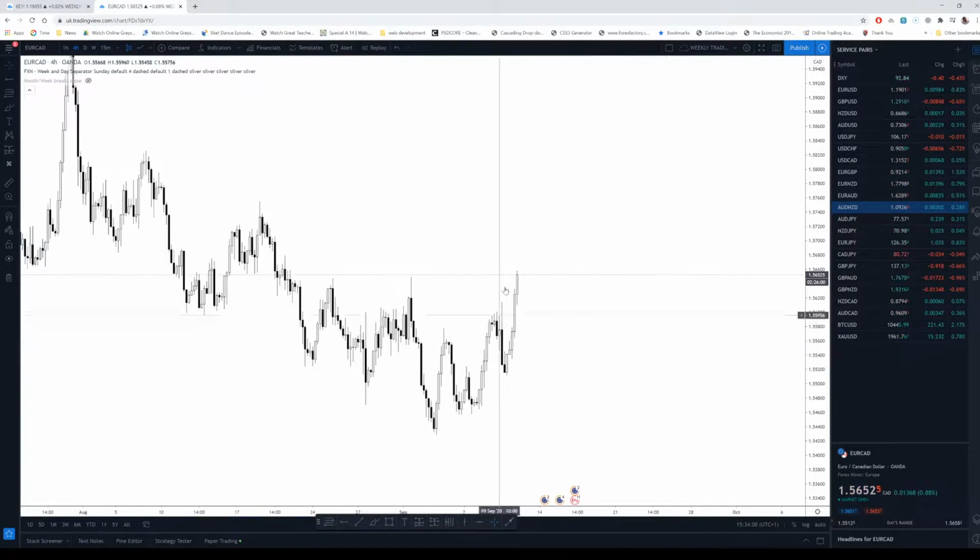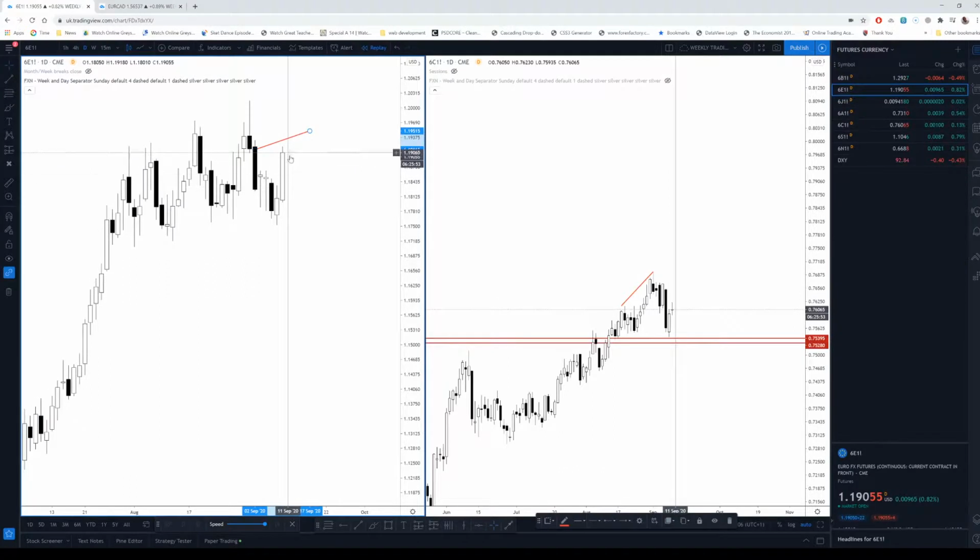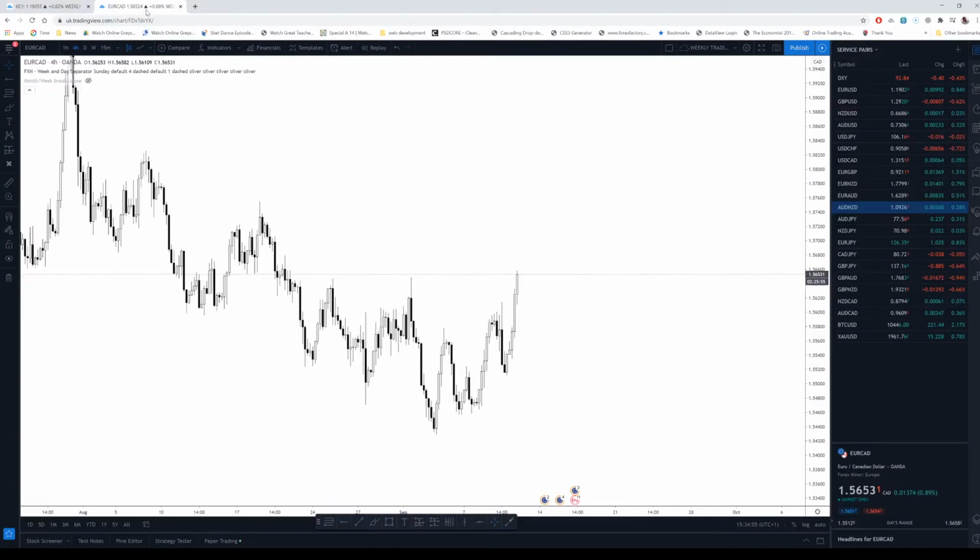For example, today could be a day that you could go long on EuroCAD. Why? Because euro is bullish whilst CAD is not, even though it's acting like it's bullish, it's not, because it's being kept down here. So when euro retraces down, that's your buy. All right, so there you go.